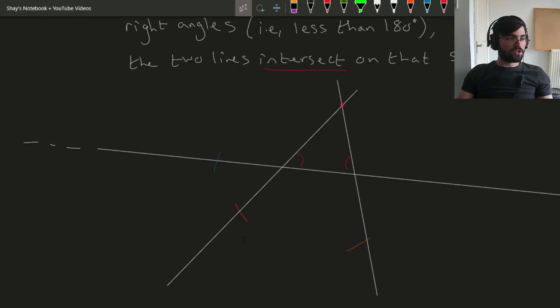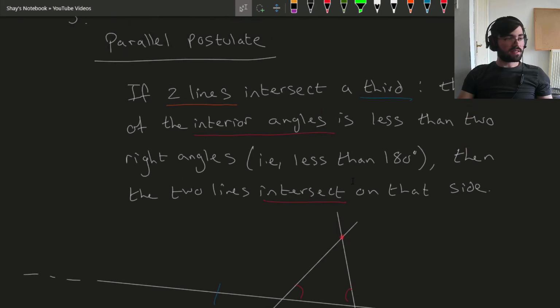Here we have two lines in orange intersecting a third, the line in blue. I've chosen the red parts as the interior angles, and that demonstrates that the orange lines intersect on the same side as the side with angles less than two right angles.